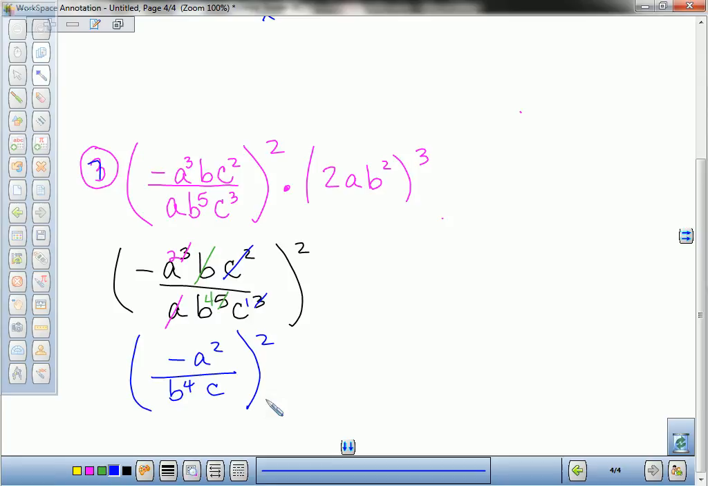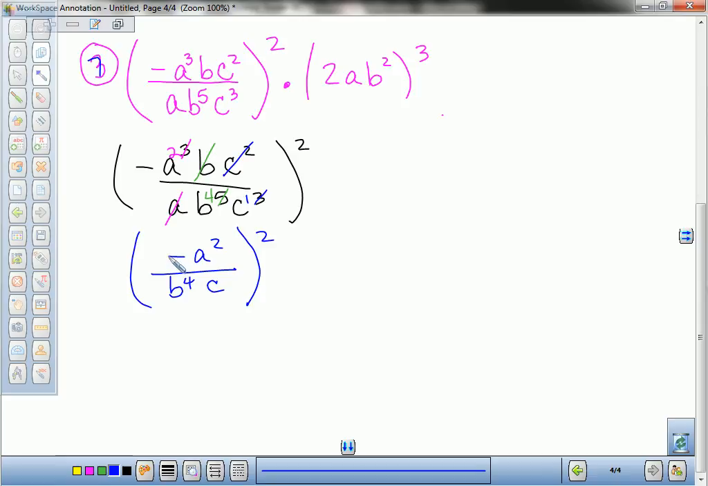And now we can square it. So what happens when you square a negative? It becomes positive. And then a to the 2nd raised to the 2nd becomes a to the 4th. b to the 4th raised to the 2nd becomes b to the 8th, and then c squared.